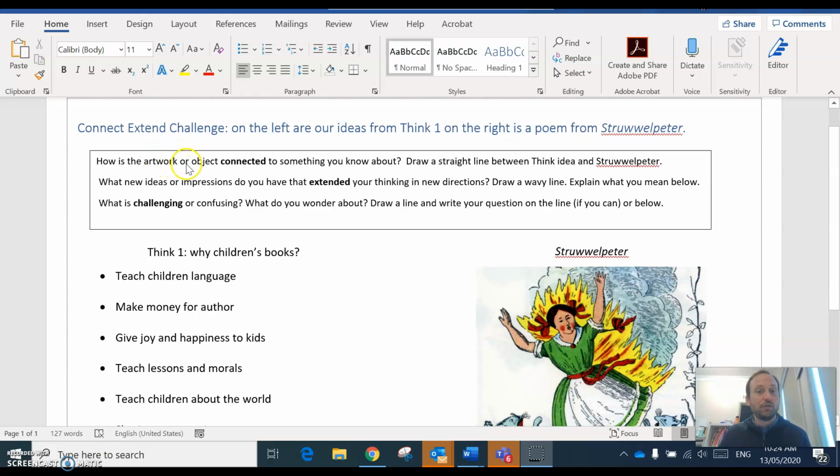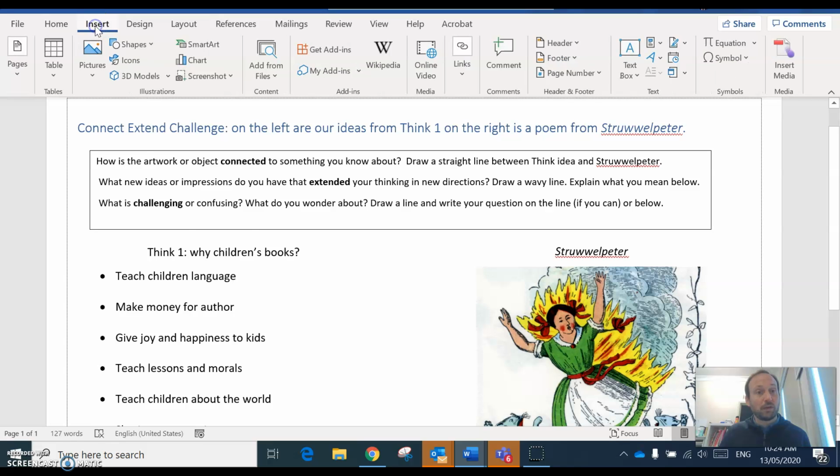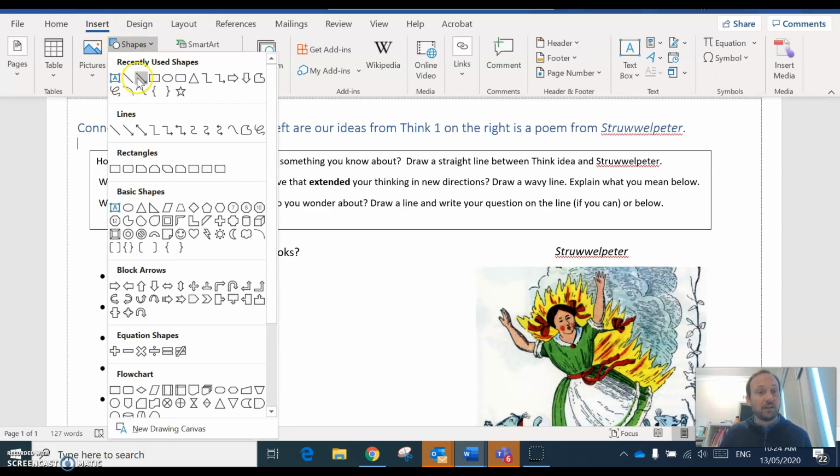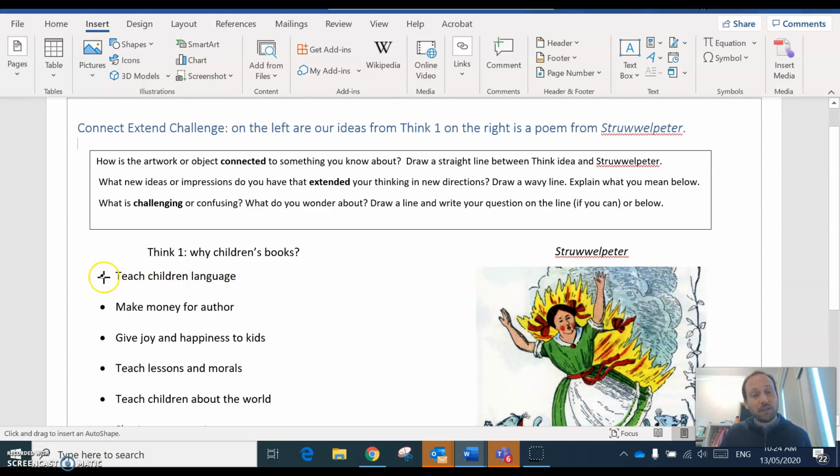So to do this Connect Extend challenge, you draw a straight line between any idea here and your Struwwelpeter. If you're not sure how to draw a line, you go to Insert, use a shape, take the arrow and draw. So, teach children language. Certainly, when we've been reading the Struwwelpeter poems, it's full of great language.